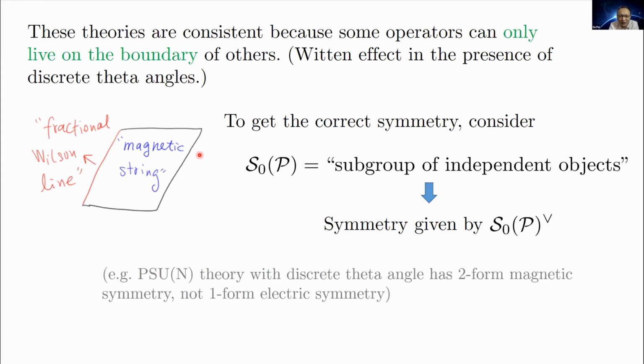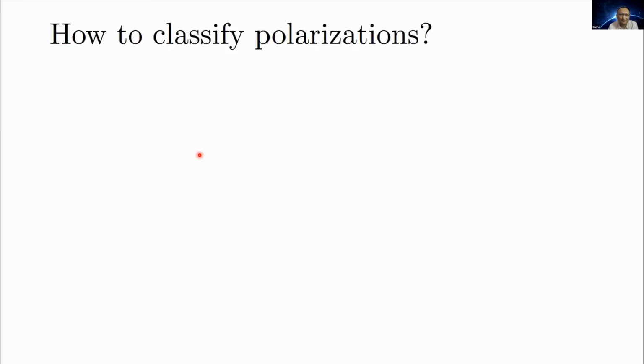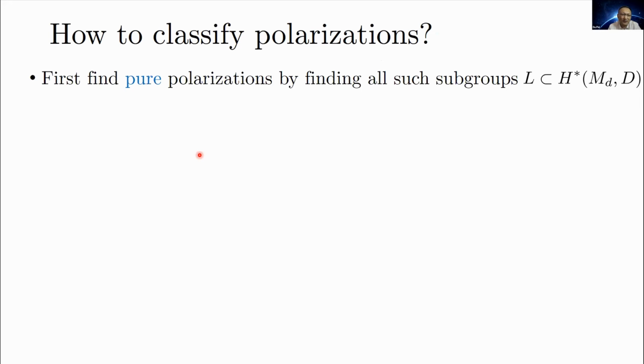So for example, in the PSU(N) theory with discrete theta angle, you will have two-form magnetic symmetry, but not one-form electric symmetry. So we have defined the notion of polarization, but how to actually classify them? For pure polarizations, one can proceed by looking for all such subgroups that are trivial under the pairing, similar to what you would do when you study polarization on a 6-manifold.